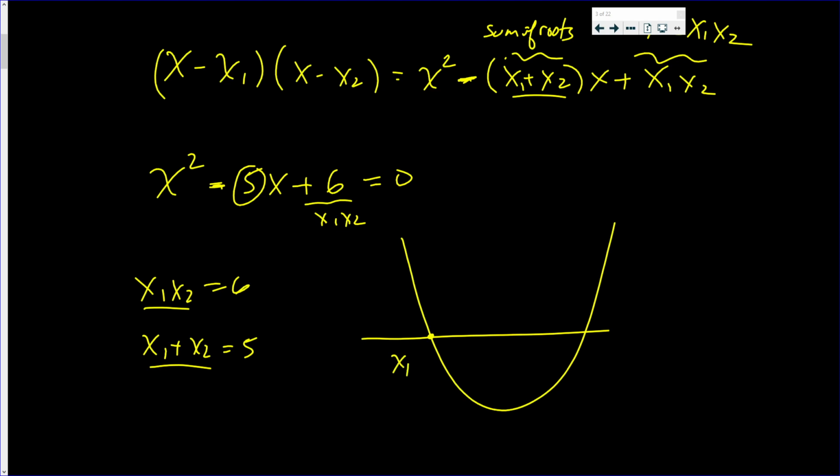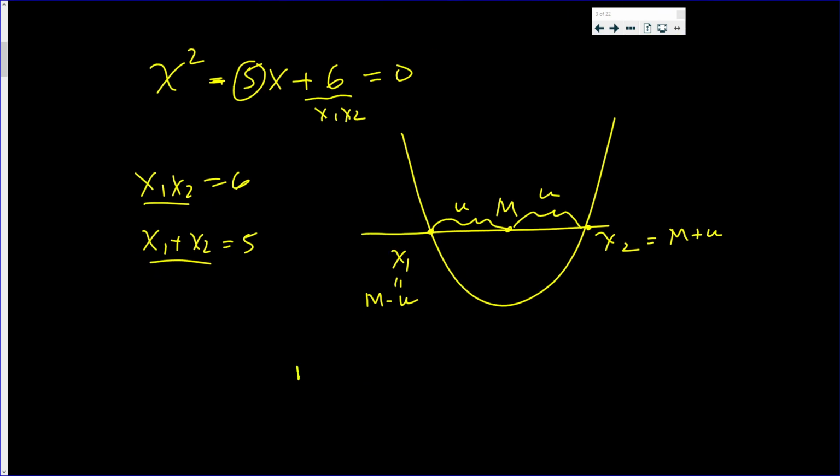So we have x1, we have x2, and we have the midpoint. And again, what he noticed is that these distances are the same. So x1 is m minus u, and x2 is m plus u. And we know what m is: m is 5 over 2. It's the average of the two roots. Add them up, divide by 2.